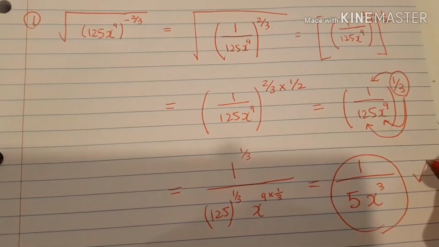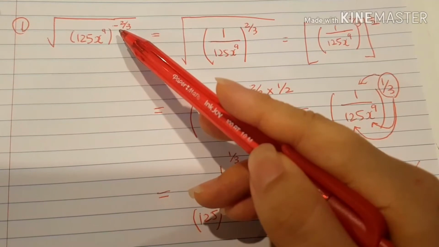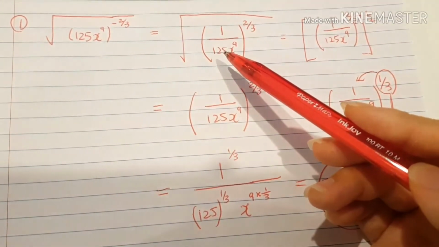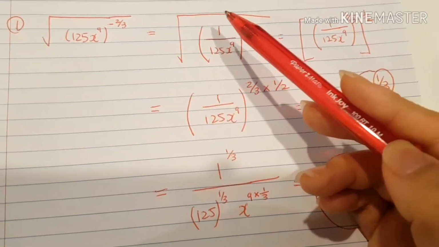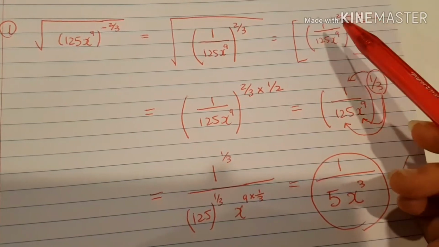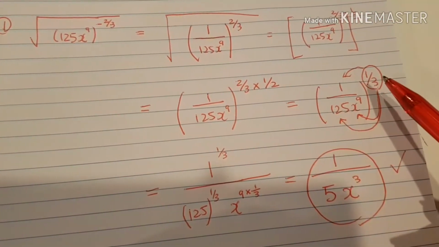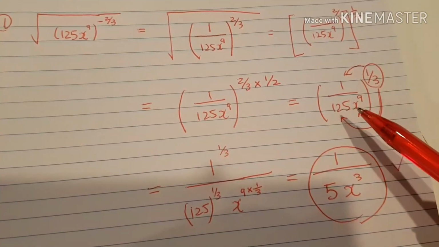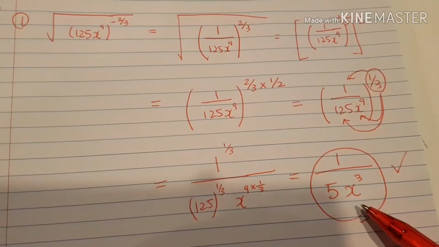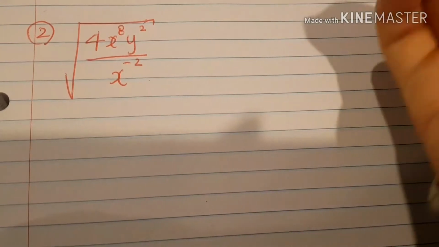Okay? So what I have done is I got rid of the negative by switching top and bottom. Okay, and then I have the square root. I put it out as a fraction form. I multiply them together because it's power of power. Right, I simplified it and applied to each term. And then there you go, I have the solution. Okay, so let's move on to the next question.